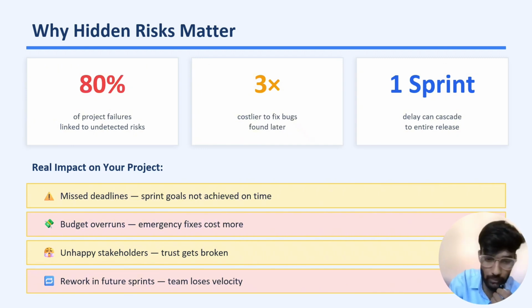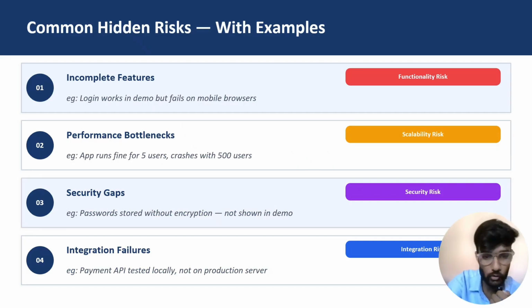So what are the common hidden risks? Four common examples: login works in demo but fails on mobile; the app runs fine for 5 users but crashes with 500 users; password stored without encryption, never shown in demo; payment API tested locally, never on the production server. Each one looks fine on the surface, but each one is a ticking time bomb.